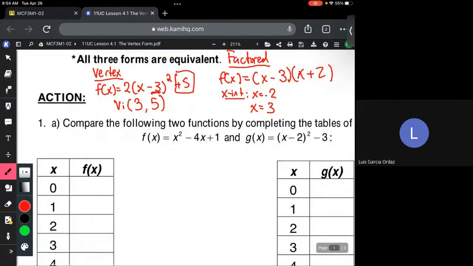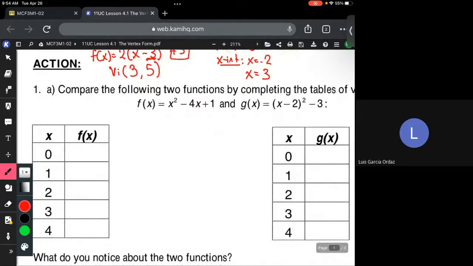So we have two functions here. We have one in standard form and one in vertex form. So we have f of x is equal to x squared minus 4x plus 1, and g of x is equal to x minus 2 squared minus 3. So I want you guys to take 2 to 3 minutes to complete those table of values.